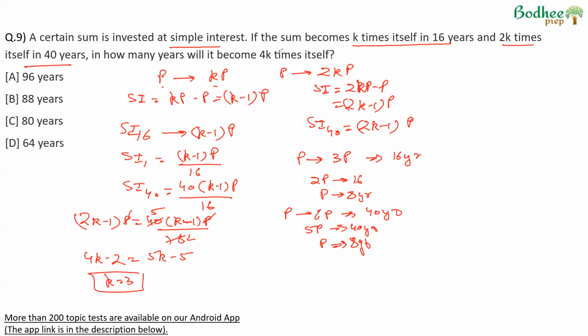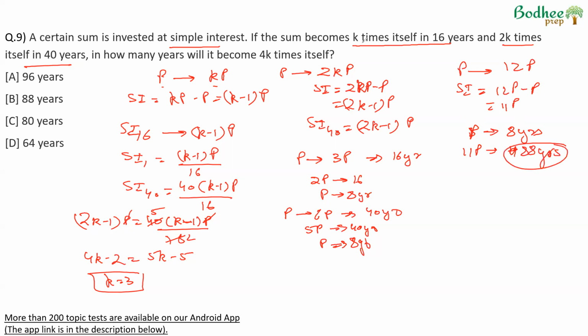In how many years will it become 4k times? P to become 4k, k is 3. So P has to become 12p. So simple interest has to be 12p minus p, which is 11p. P interest is there in 8 years. So for interest P, time taken is 8 years. So for 11p, time taken will be multiplied by 11, 88. Hence, the principal will become 4k times in 88 years.